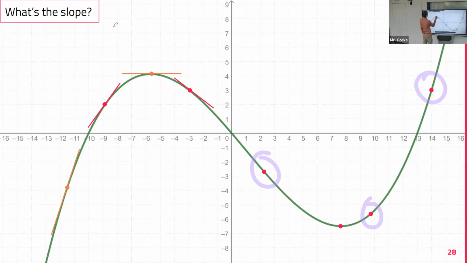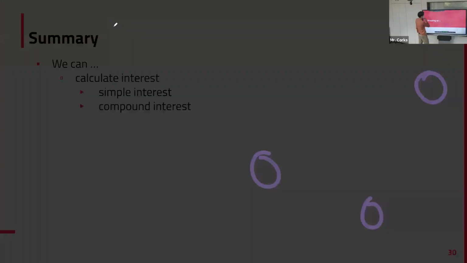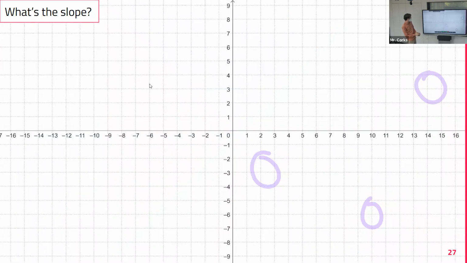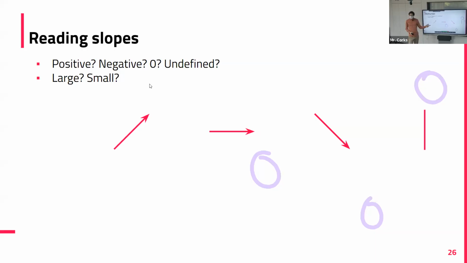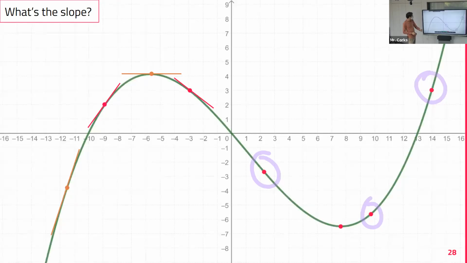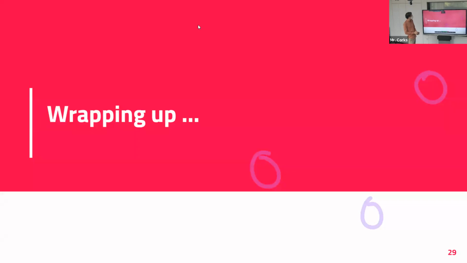So what else? So this kind of thing, just looking at a line and saying right away, positive, negative, big number, small number, 0, undefined, just very quickly saying that will be a very core skill for us. All right, last, I'll just do our wrap up discussion, and that'll be it.